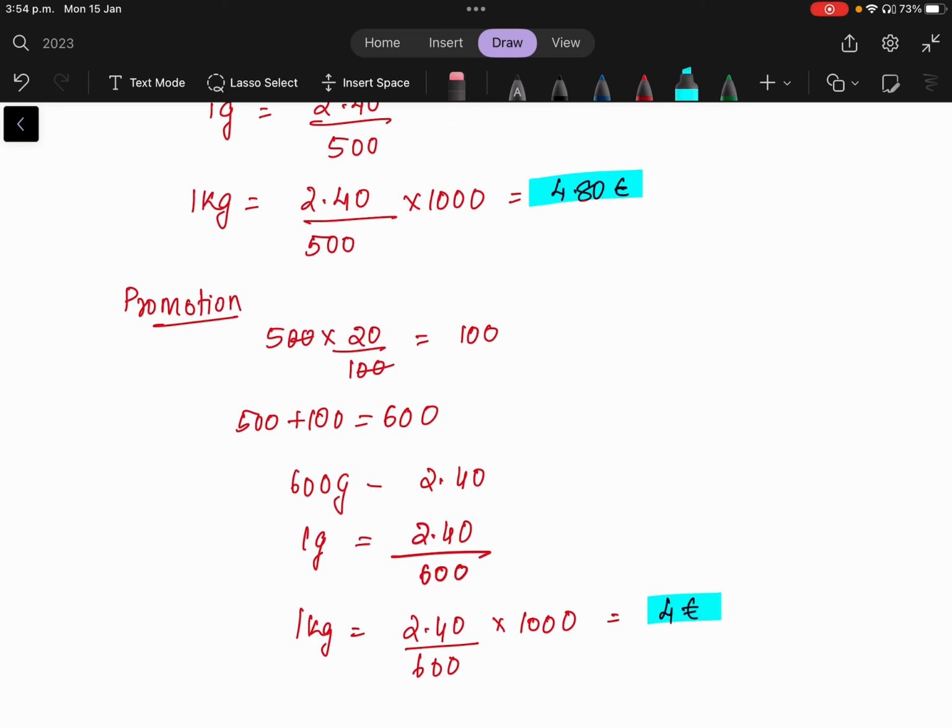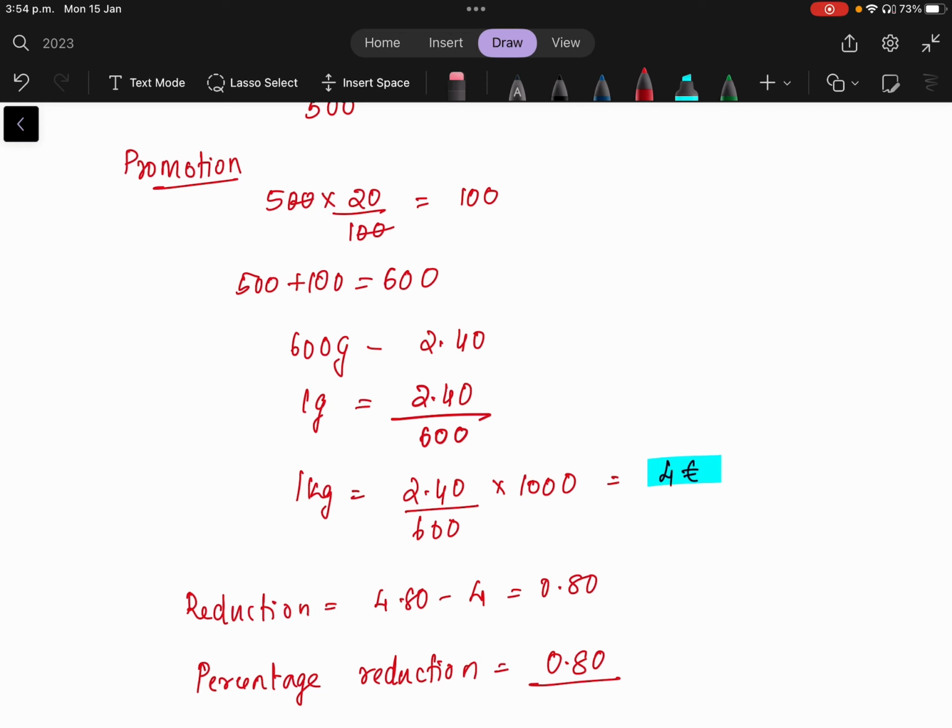And what is the percentage reduction? So they have asked percentage reduction, which is equal to reduction over the original price. So the original price is 480, times 100, and that you will get as 16 and 2 over 3 percent.